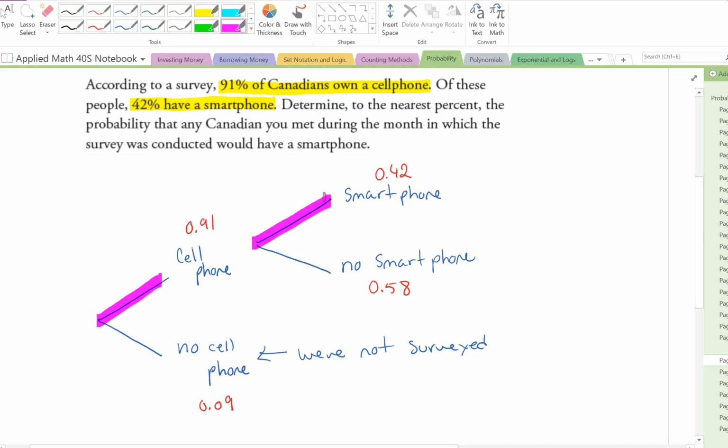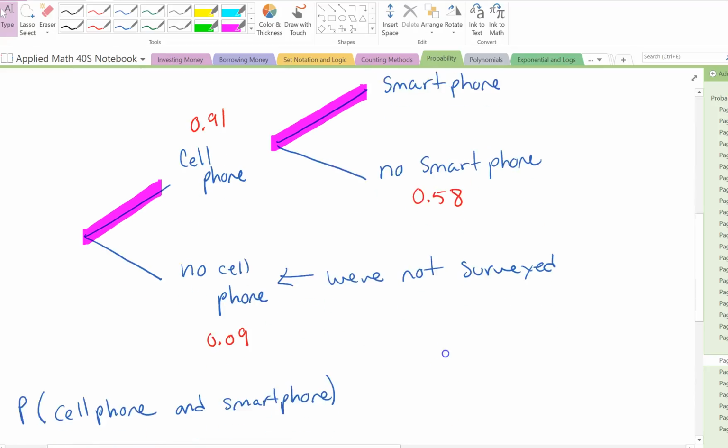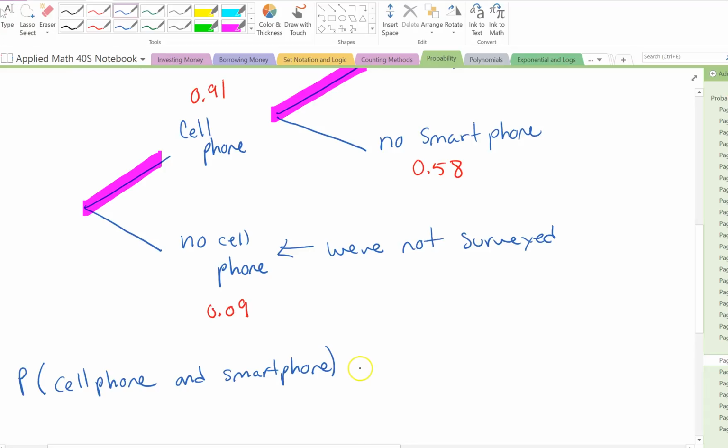So they need to have a cell phone, and the cell phone that they have must be a smartphone. So what you're going to be doing is taking both of those probabilities and asking yourself, do I have to multiply them or do I have to add them? Because we're looking at both cell phone and smartphone, we're going to multiply those together. So cell phone and smartphone, that would be that 91% or 0.91 as a decimal times our 42% or 0.42. And doing that math, you'd get an answer of 0.3822.